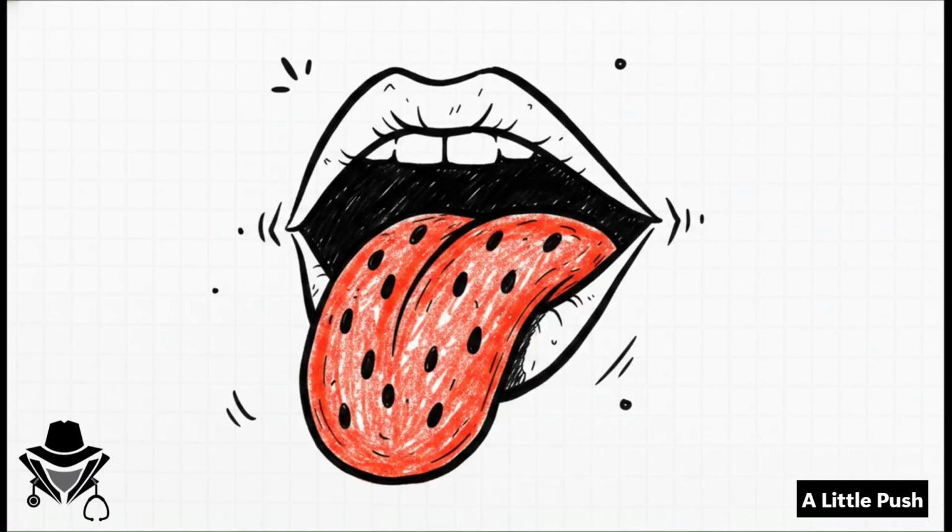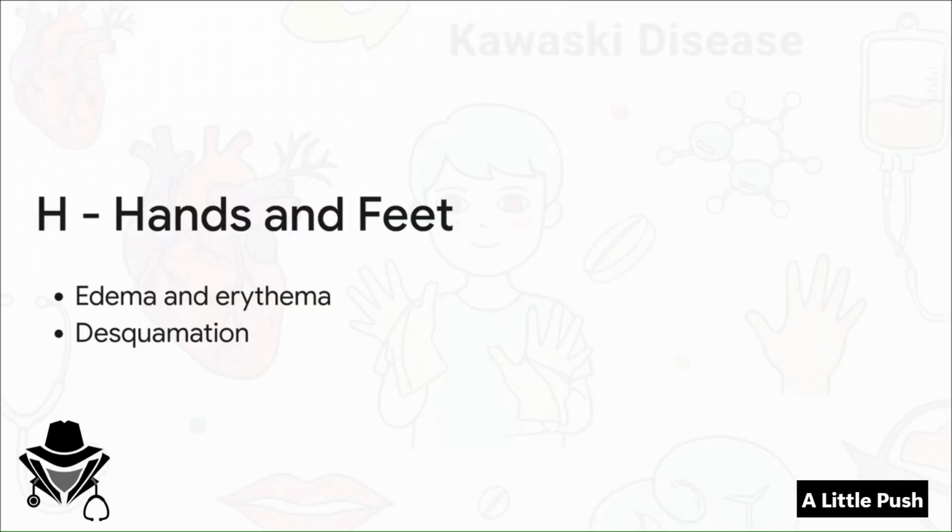Moving right along, S represents the really famous strawberry tongue. The mucosal changes here are visually striking. Alongside that bright red, bumpy tongue with prominent papillae, you're also going to see diffuse oropharyngeal erythema and really painful, dry, fissured lips.